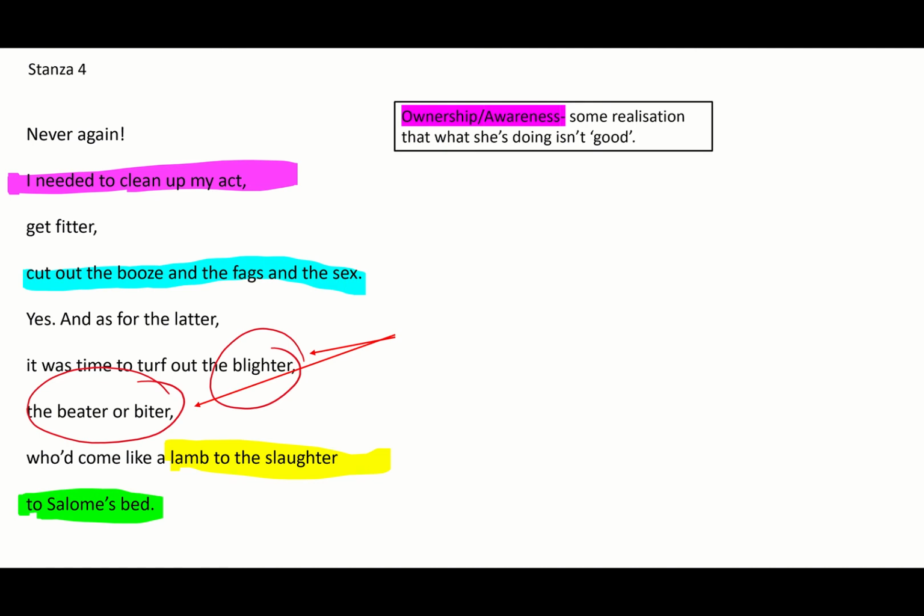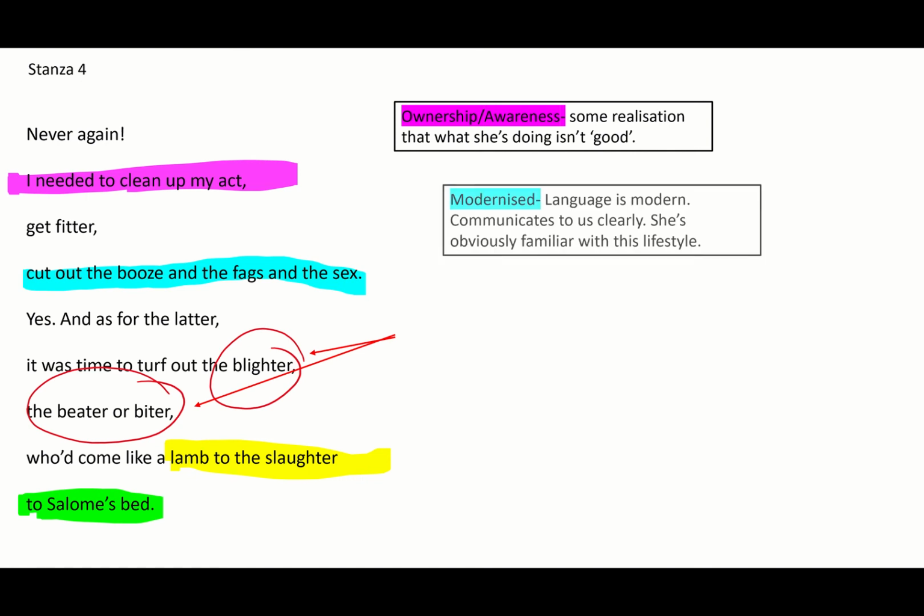So in here, she says, never again, I needed to clean up my act. This kind of ownership or awareness of her actions, like she's got some realization in this moment that what she's doing isn't necessarily a good thing. Maybe she needs to stop. Maybe she's sick of feeling hungover or having lots of nights with different people, but she's got some realization here. To get fitter, cut out the booze and the fags and the sex.